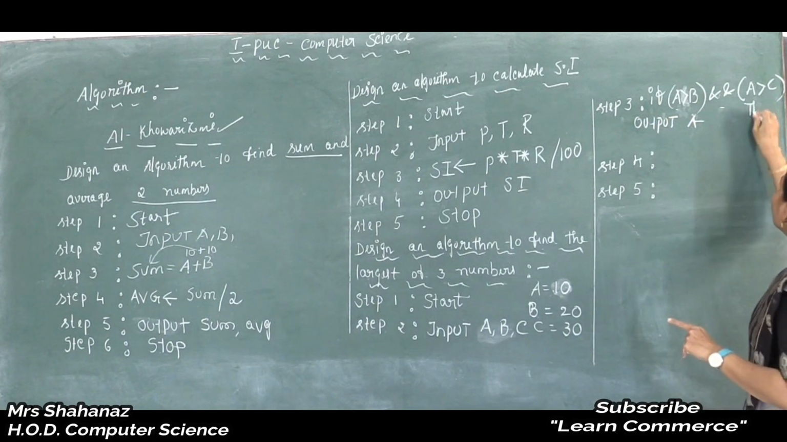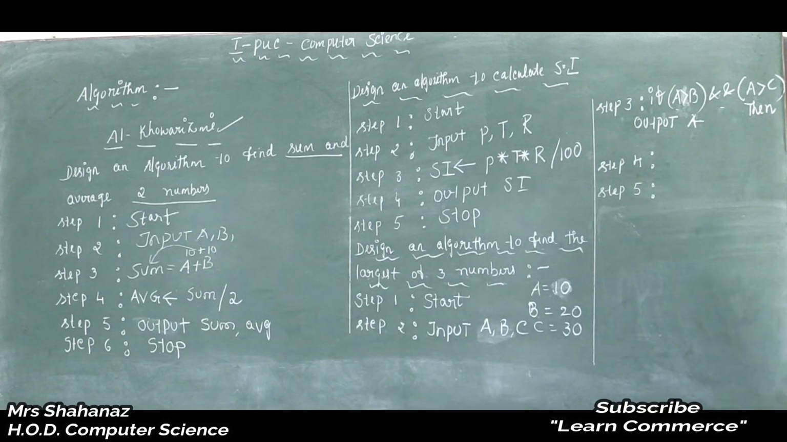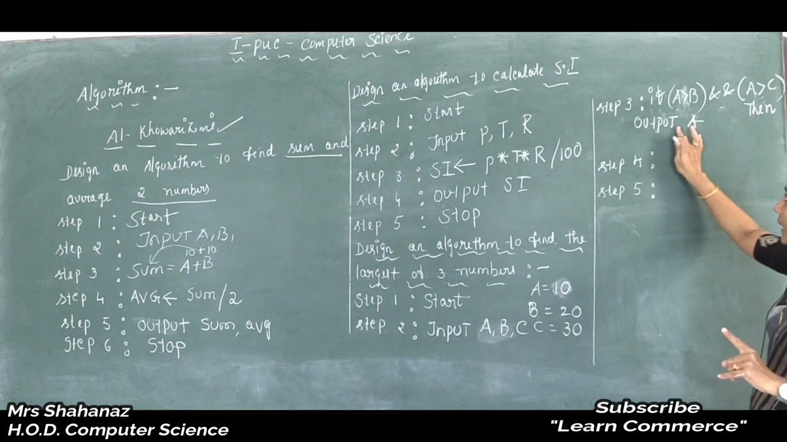Clear this point here? In this step 3, I am just using one condition. If A value is greater than B and also the A value is greater than C, that means in both cases, which value is the greatest, the largest value? A. If both conditions are true, then output A. Clear this point here? The output is A in this case.